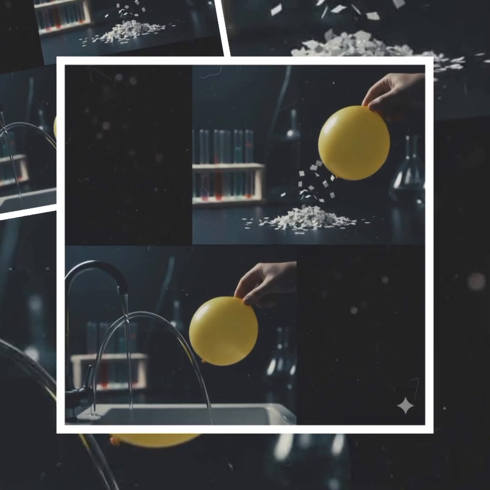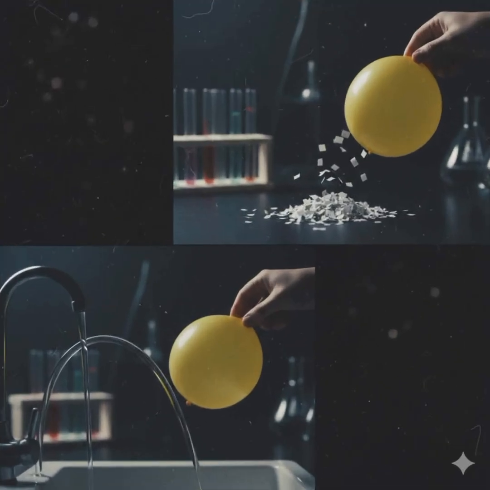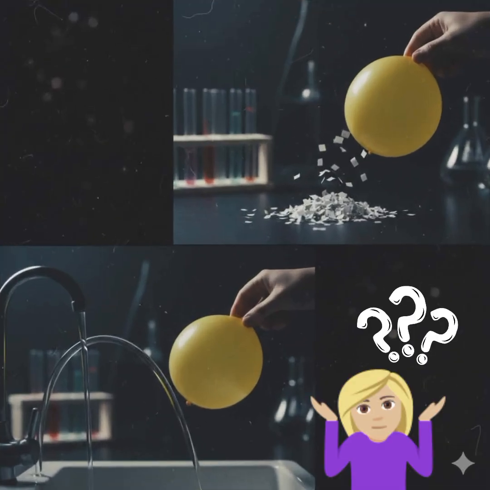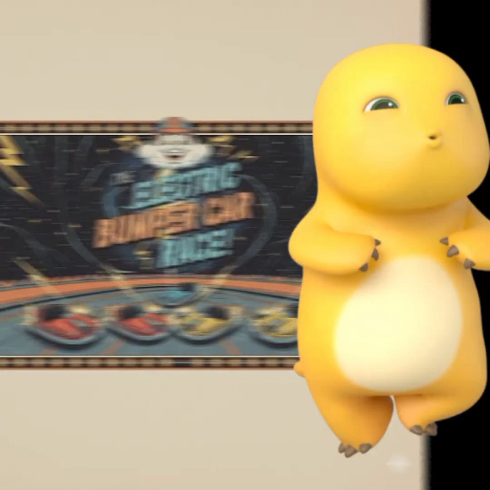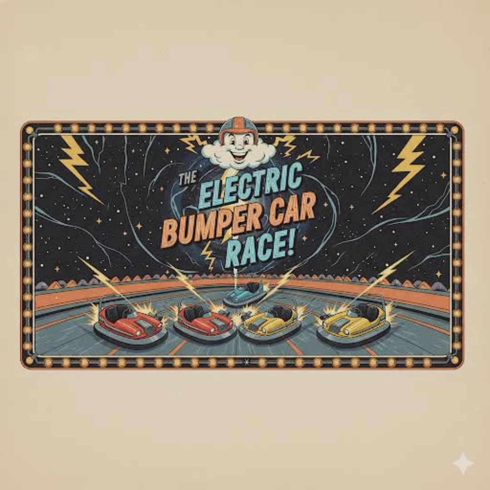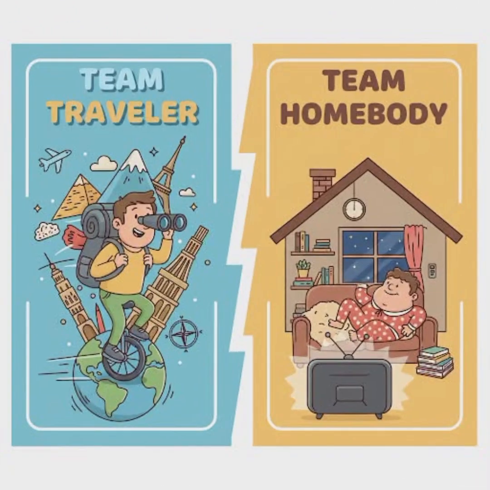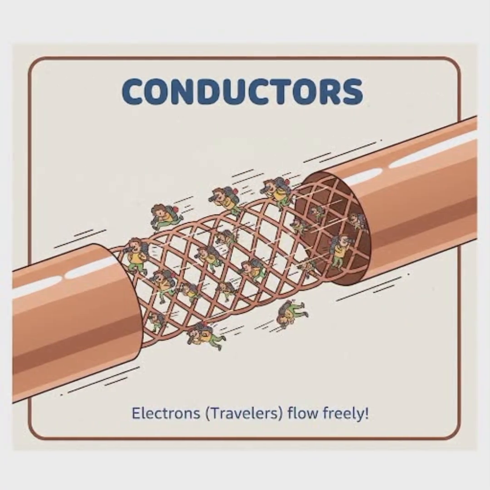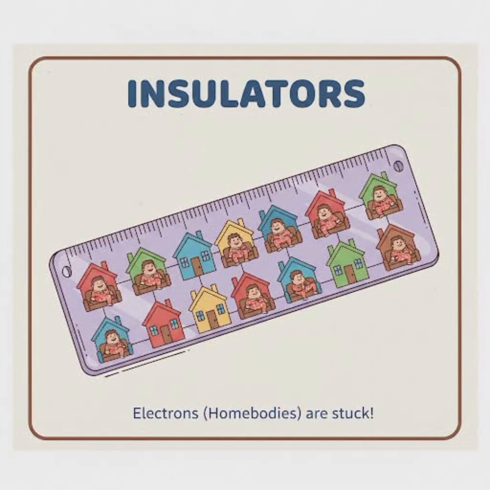Have you ever wondered how one object can push or pull another without even touching it? No magic here. This is electrostatics at work. Today's goal is simple. Predict exactly how these invisible electric forces behave, and it all comes down to how electrons move. Meet the two big players in this story, conductors and insulators.